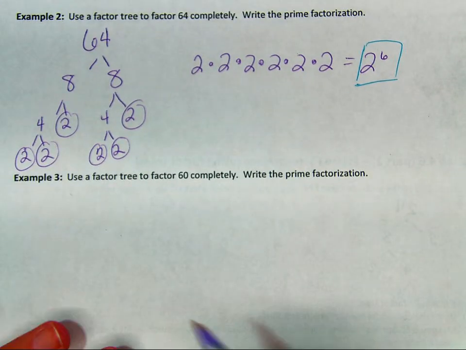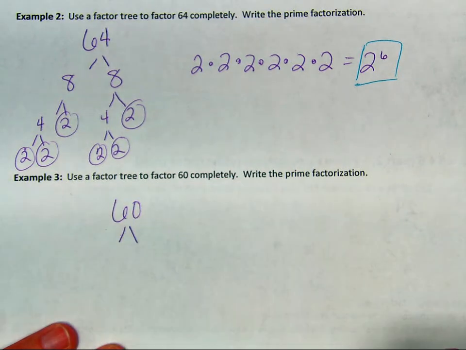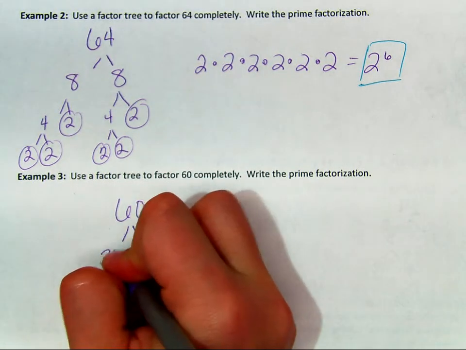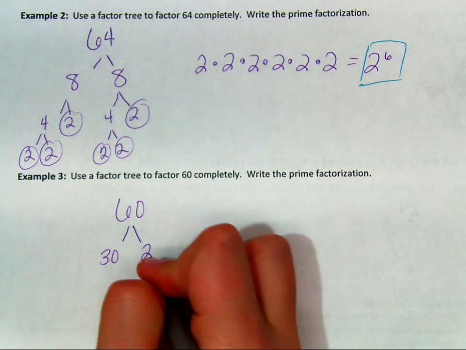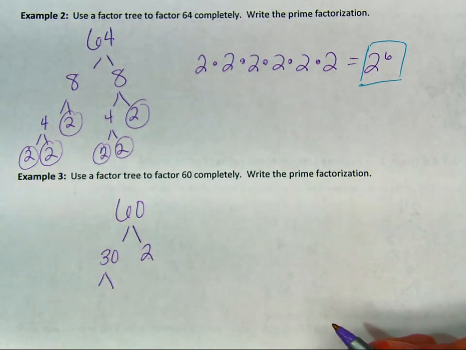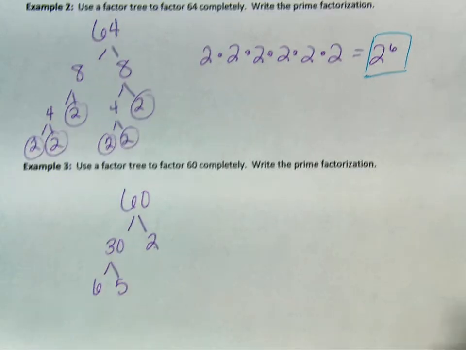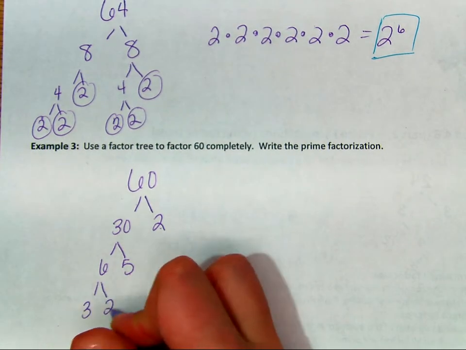Okay, last one. I'm going to use a factor tree to factor 60 completely and then write a prime factorization. So 60 has a lot of possibilities. I'm going to do 30 times 2 first. You might use a different one first. And then 2 is prime, so I'm going to break up 30 into either 10 and 3 or 6 and 5. Either of those work. 5 is prime, so I stop there, but then 6, I can do 3 times 2.